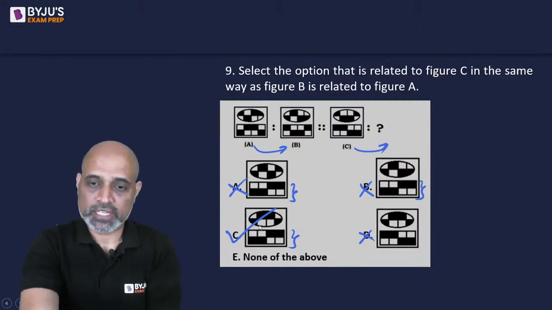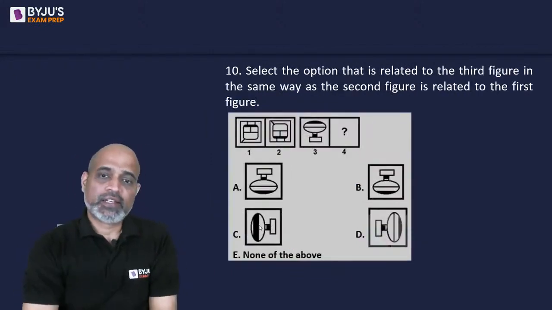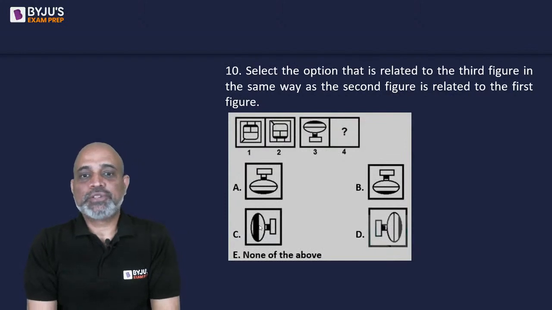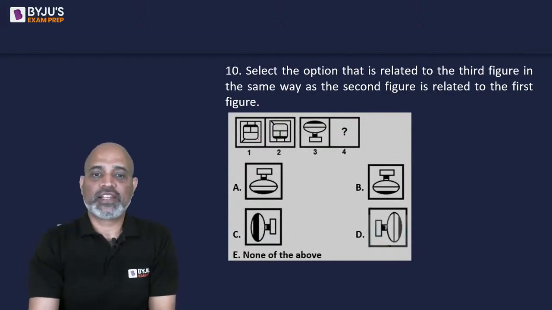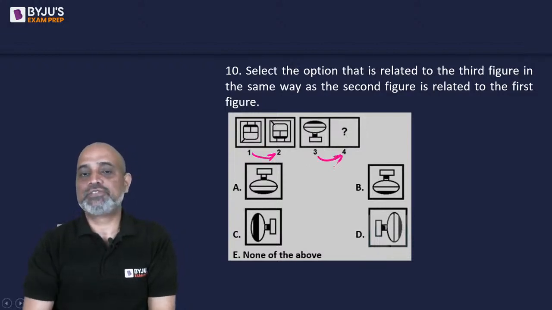Okay, good. Yes, you guys are correct. C is the answer. Next one. Select the option that is related to the third figure in the same way the second figure is related to the first figure. So first and second are related in the same way as third and fourth.